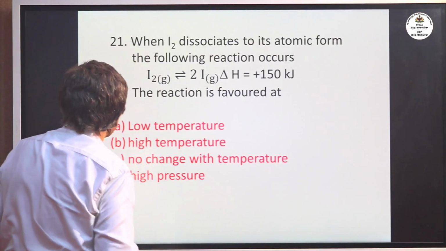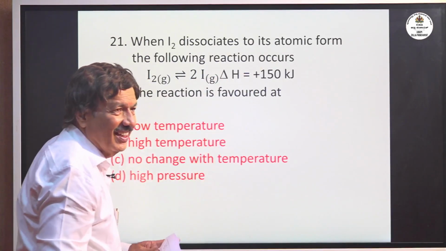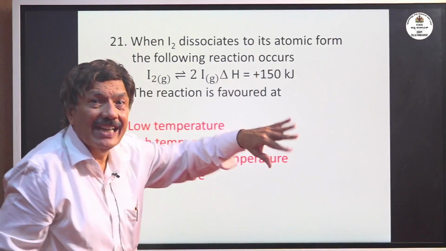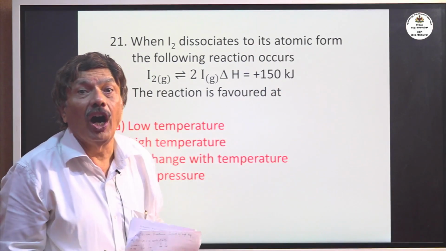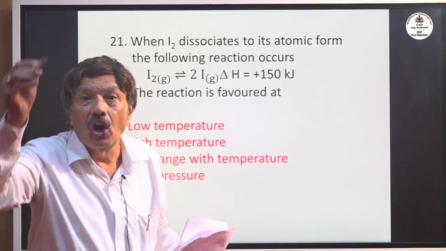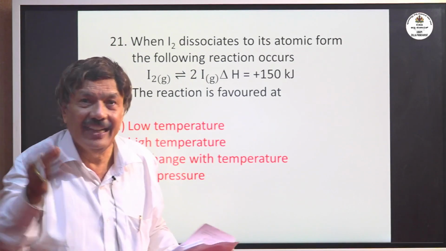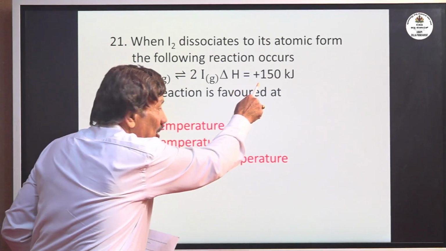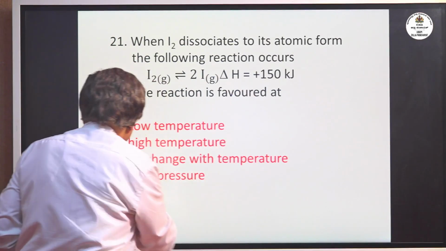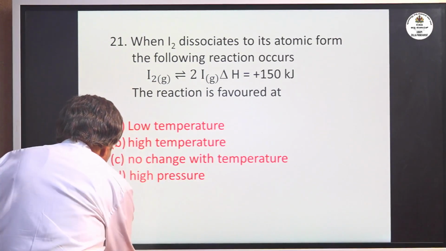Next one. When I2 dissociates to give atomic iodine, see here, delta H plus means endothermic, delta H minus means exothermic. All endothermic reactions are favored by high temperature. All exothermic reactions are favored by low temperature. Le Chatelier's principle. So this is endothermic because delta H is plus, so it is favored by high temperature. Option B is the right one. Simple one. Okay.